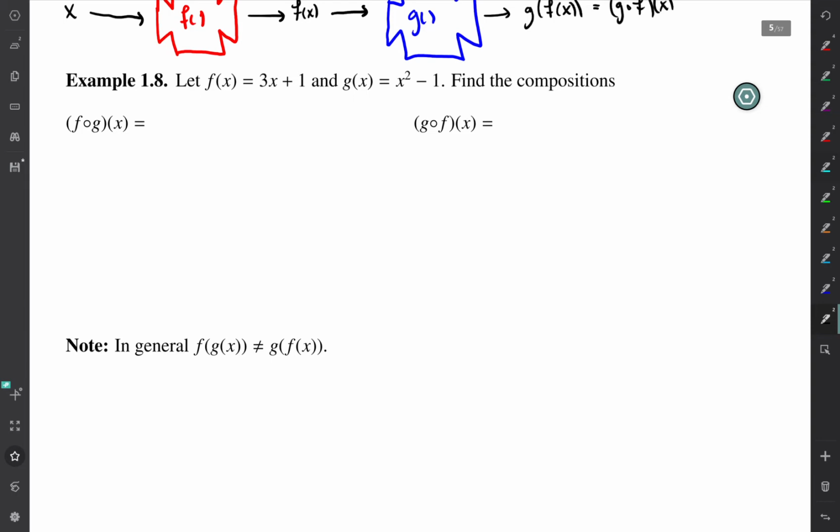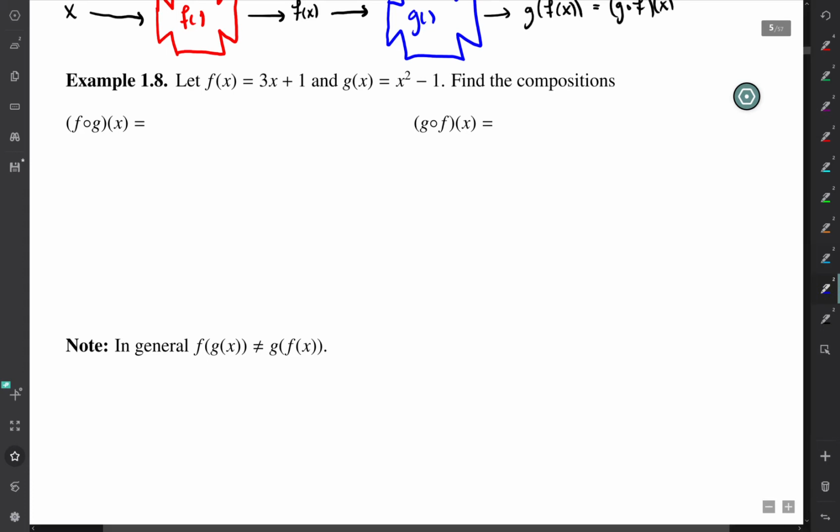Now example 1.8 asks us to find the composition f of g of x and the composition g of f of x given the two functions, f being 3x plus 1. Actually, that's the opposite of my color code before. So f is 3x plus 1 and g is x squared minus 1. So first let's find f of g of x.